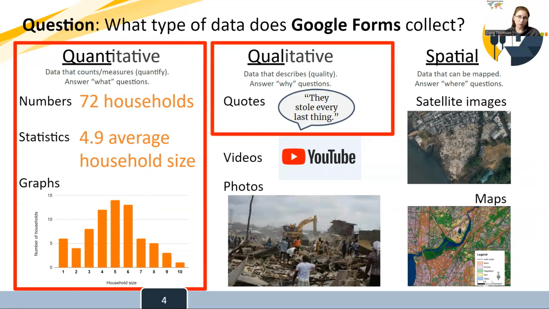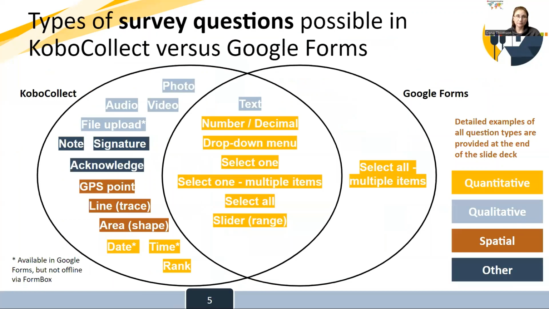and text-based qualitative data. So we can collect quotes, we can collect notes as well about what's going on in a setting in a qualitative way, but we're not collecting media and we're not collecting spatial data in Google Forms.